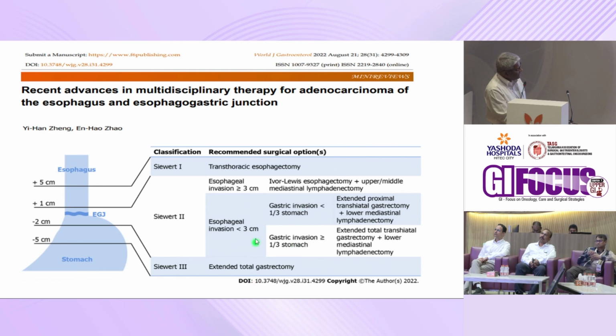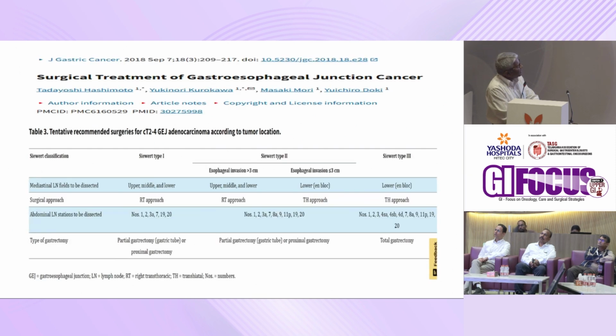Less than 3 centimeter invasion with majorly gastric involvement is to be taken with total gastrectomy with or trans-hiatal, and if it is Siewert 3, it should go for total gastrectomy, extended total gastrectomy.